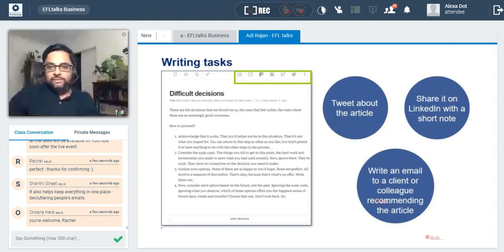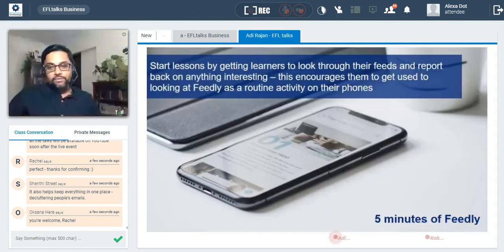And the last activity, which I like, I'm not sure if my learners like it, is to get them to write an email. If you notice, there is an email icon also. So they could write an email to a client or a colleague recommending the article. I think that's a really valuable skill because it helps them practice language. It also helps them think about how they would make a recommendation and share something that they've read.